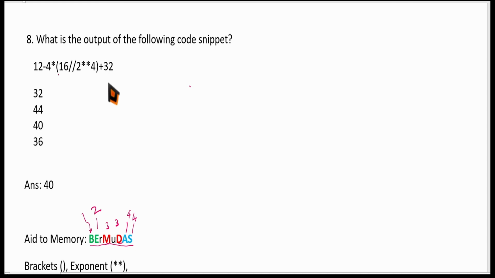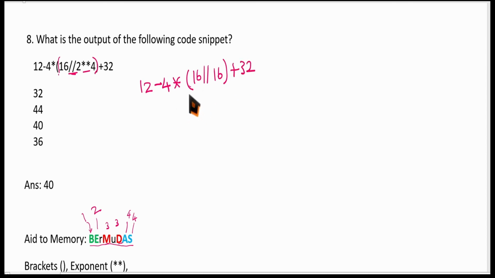Now come to this one. The first priority is for the numbers given within brackets. So 12 minus 4 star. So within brackets, you have two operators. Division, that is integer division, and exponent. So exponent is having higher priority than division. So you should solve the exponent first. So 2 power 4 is 16, then plus 32.